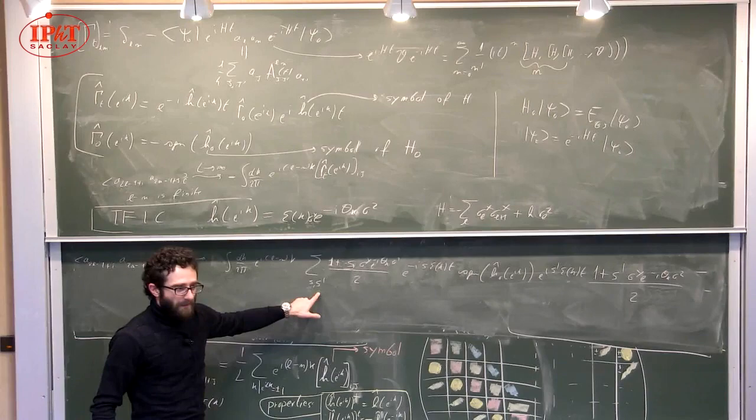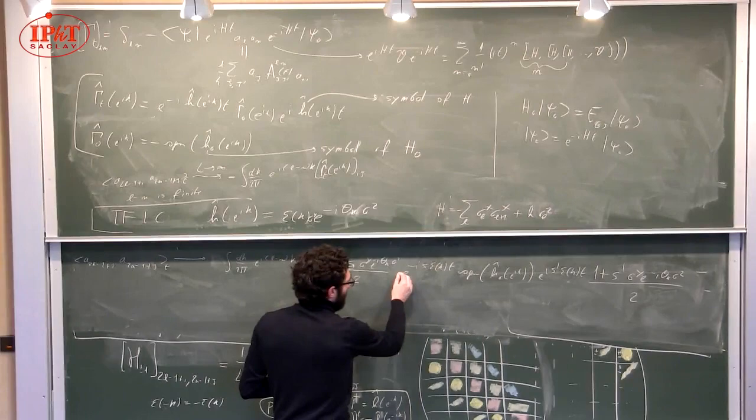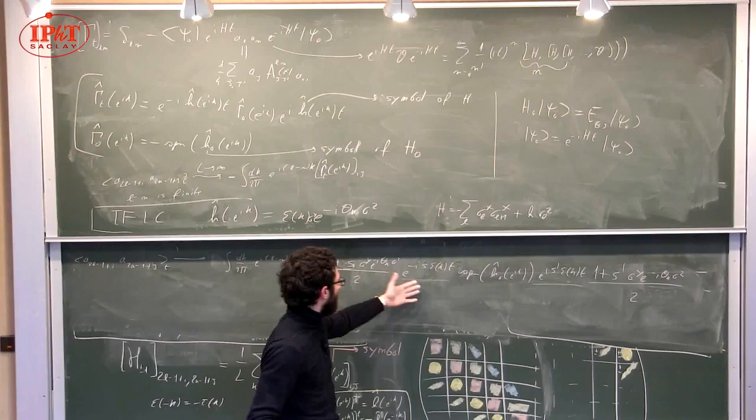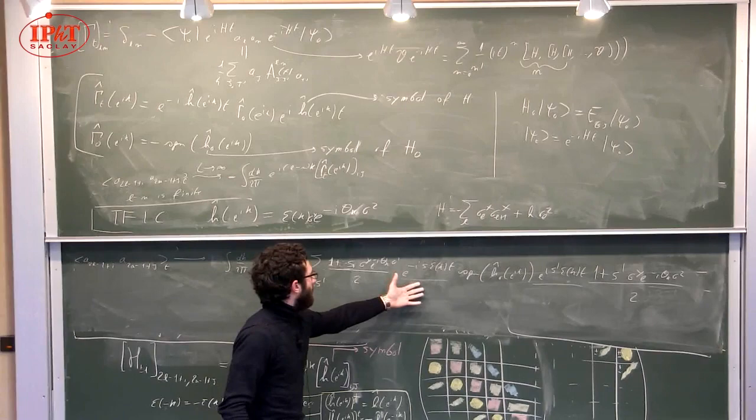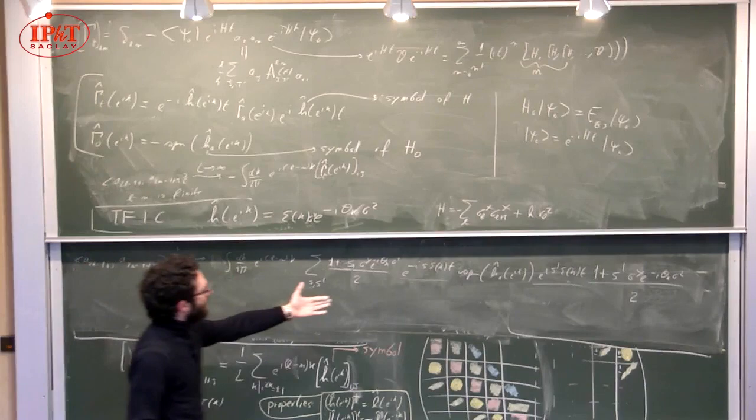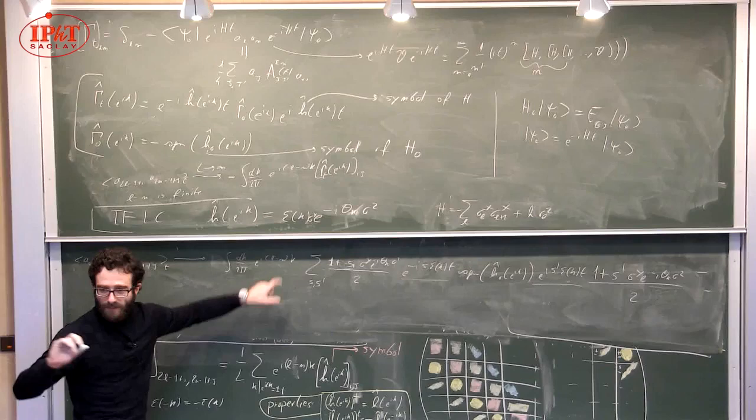So why did I do this? Because now the time appears only in a scalar. There is no matrix here anymore. I just decided to isolate the matrix part of this operator. Why am I doing this now? Because we want to compute this, and L minus n is fixed. It's a given number. Yes?